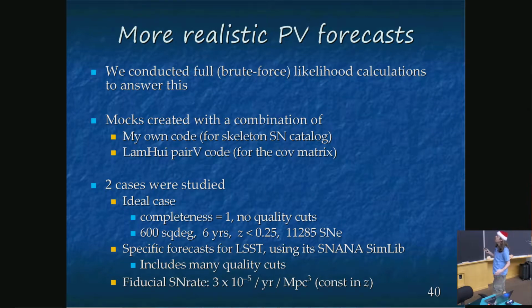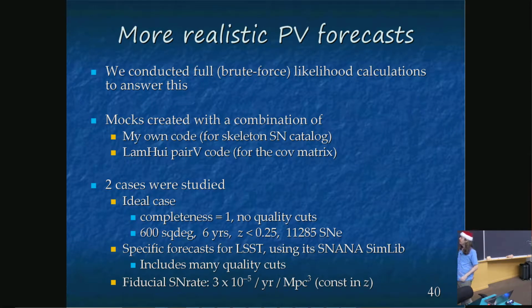So we conducted a brute force likelihood analysis, which is not doing Fisher matrix. But these codes are very slow, because if you want to compute this, at least the code I wrote is basically very slow. It's my own code together with Lan-Hui's code, this PairV code of Lan-Hui computed the covariance matrix for supernova. That's fine, I use that. But then I generate more catalogs with my own codes based on that covariance matrix. And then I do the likelihood.